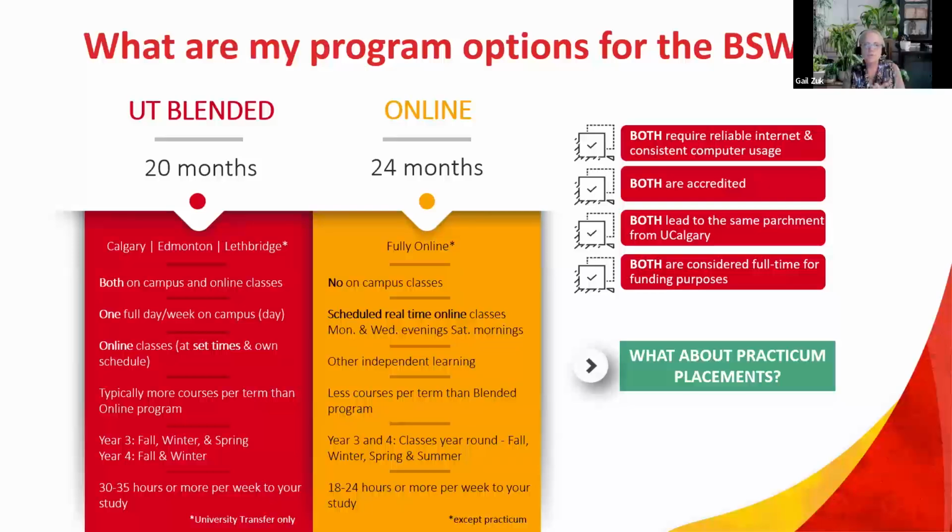So the blended program, you might actually have more of a language of hybrid program. So what that means is you're a full-time student, but you're on campus in Calgary, Edmonton, or Lethbridge 1 full day a week. Our courses are in 3-hour blocks. From 9 to noon, you would be doing one course, have your lunch break. From 1 to 4, you're doing another course. So 1 full day a week, you're on campus.